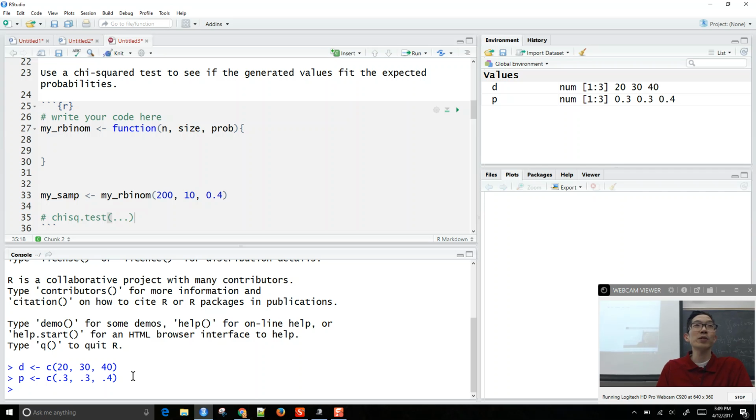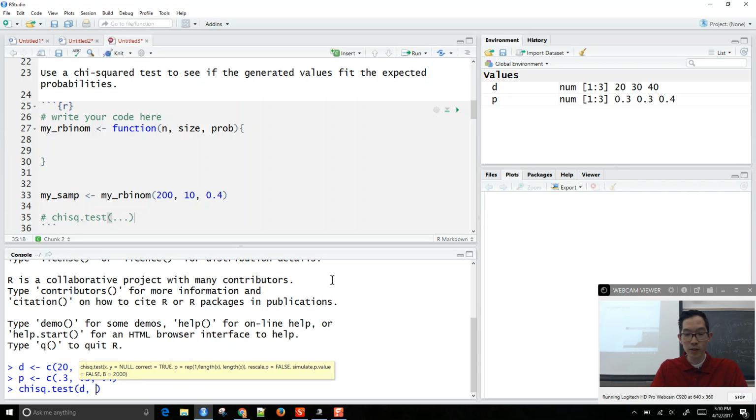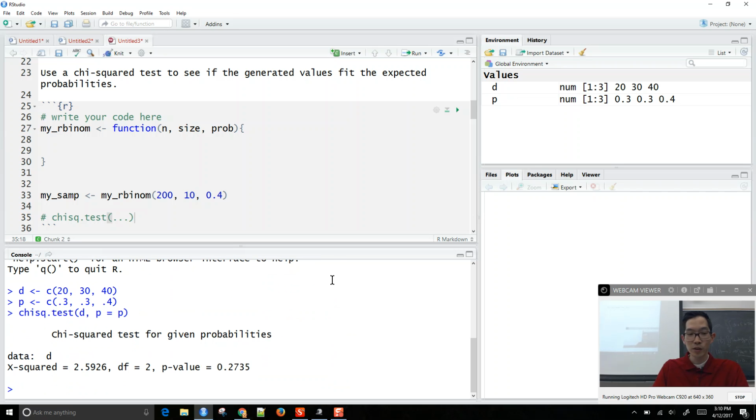And so now the question is, could these results have happened by random chance, or is this an indicator that the data is coming from a distribution that's different from these stated proportions? This sounds kind of familiar. You just do the chi-square test, comparing your data with the proportions p, and you get the chi-square test for given probabilities, with a p-value of 0.273. So we would say we do not have evidence that these observations, 20, 30, 40, are coming from a distribution that's different from 30, 30, 40%.